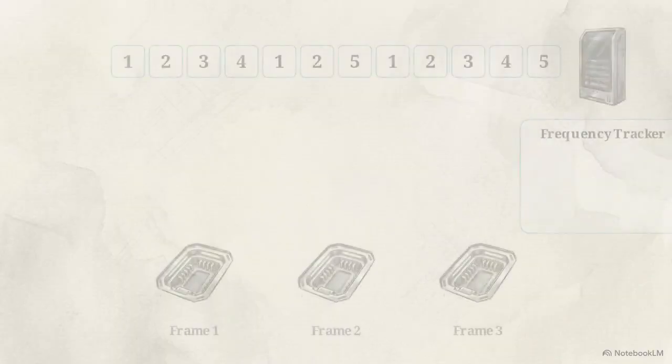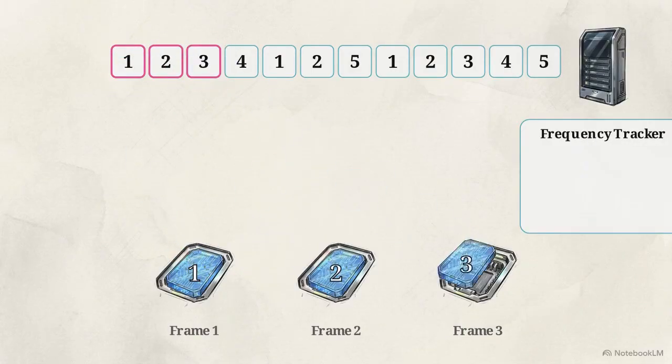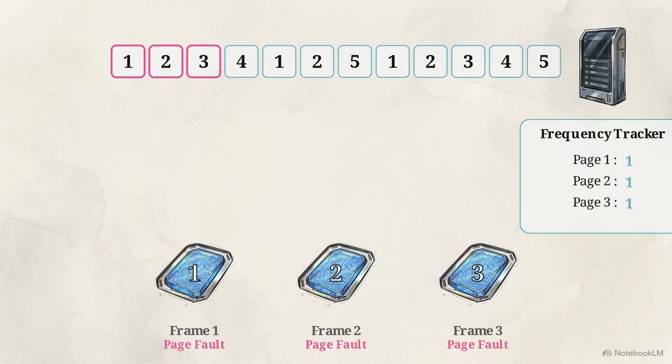Here is our execution environment: a 12-step reference string at the top, 3 memory frames at the bottom, and the frequency tracker on the right. Pages 1, 2, and 3 drop into the empty frames. Because the frames were initially empty, these compulsory loads result in 3 immediate page faults.